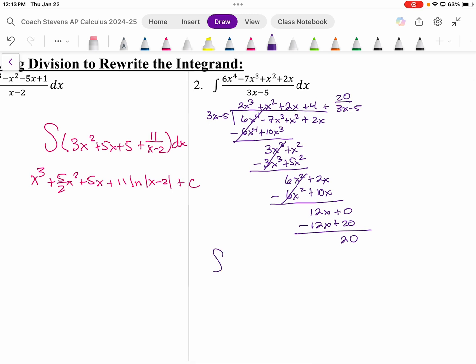So now we have the integral of 2x cubed plus x squared plus 2x plus 4 plus 20 over 3x minus 5, all in parentheses, to the dx. Should be a 3x. Oh, yeah, there's a 3x minus 5. I even said 3x minus 5, right?